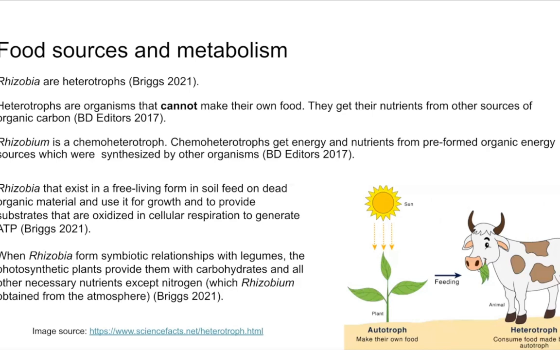When Rhizobia form symbiotic relationships with legumes, the photosynthetic hosts provide them with carbohydrates and all the necessary nutrients except nitrogen, which Rhizobium obtain from the atmosphere.